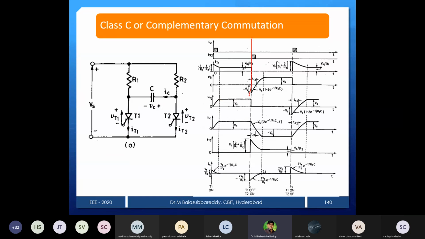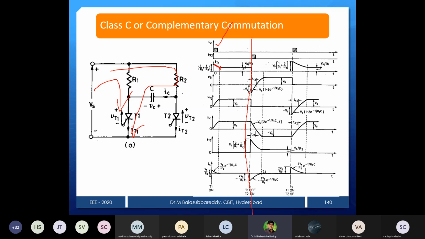Up to this is fine. If you have any doubt, you can ask me. Initially I am firing the device. Then the total current is the sum of these two currents: one is the T1 current, another one is the capacitor current. After that the capacitor is gradually charging.